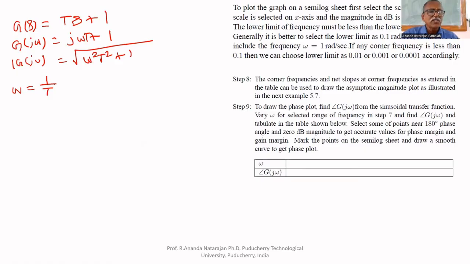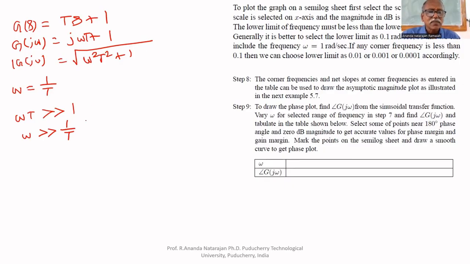If the corner frequency is omega equal to 1 by tau, and omega tau is far greater than 1, it means it is on the right side of 1 by tau. Omega tau far greater than 1 means omega is far greater than 1 by tau. You understand this point now? So that is category 1. In that case, 1 is negligible.